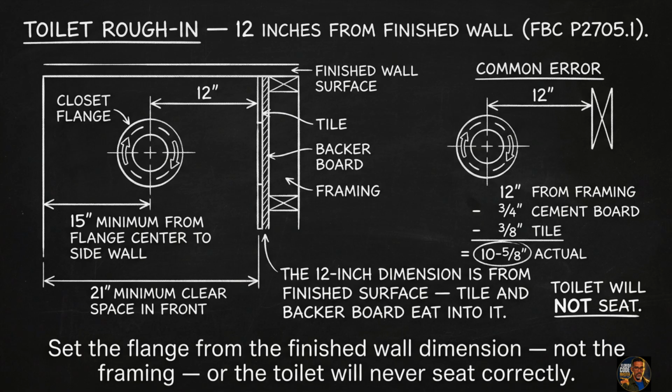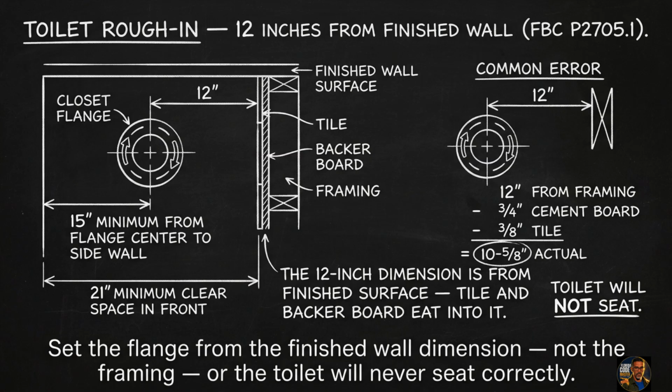Toilet rough-in, the critical dimension. The closet flange is the 4-inch fitting that anchors the toilet to the drain. Standard rough-in distance is 12 inches from the finished wall surface to the center of the flange, not from the framing. A flange positioned 12 inches from bare framing, with 3/4 inch cement board and 3/8 inch tile, ends up at 10 and 5/8 inches. The toilet will not seat correctly.